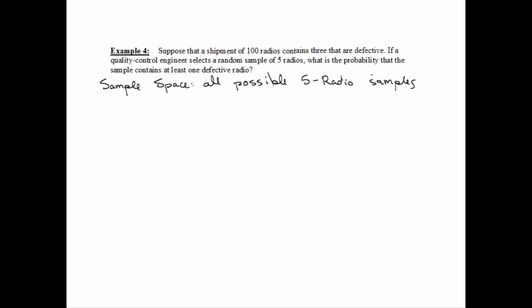Now, how many of these are there? Well, how many are we choosing from? 100. We're choosing 5 of them. So we get combination 100, 5. It'll be the same sample no matter what order we choose them in, so we want to use a combination and not a permutation.